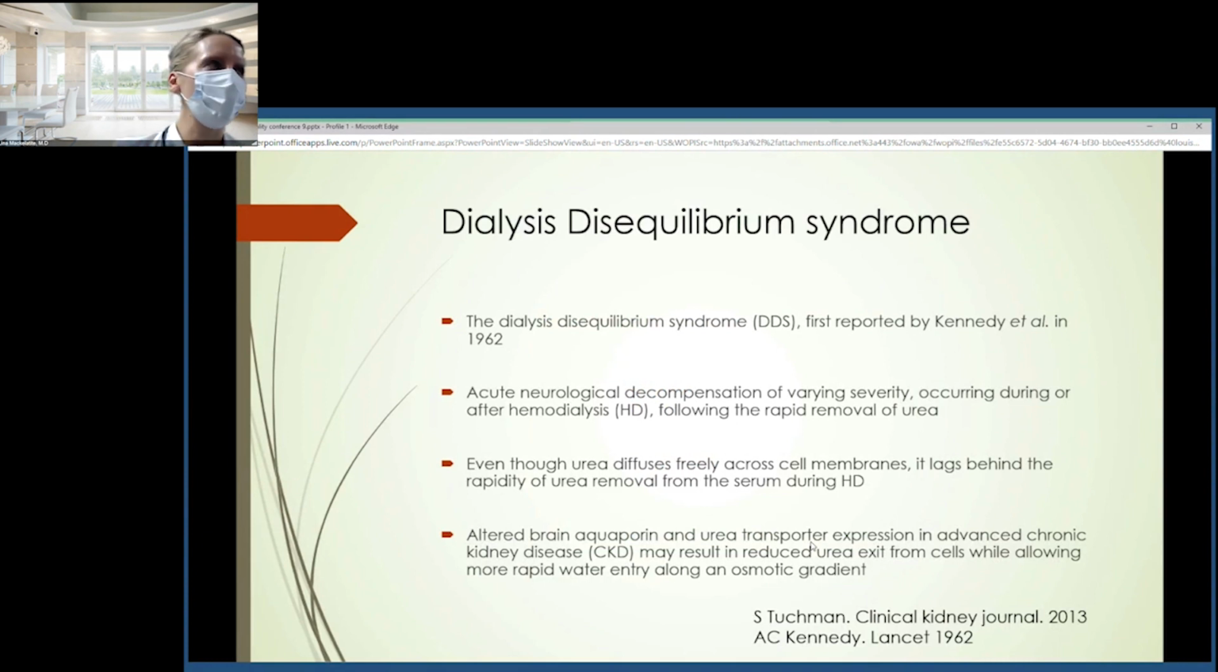Yeah, that's another thing, I'll talk about it too. No, yeah, very good. You guys get it all. So the first time it was described was actually in 1962, the disequilibrium syndrome. I didn't know they did dialysis then. We'll have to ask Chip how he did it then.